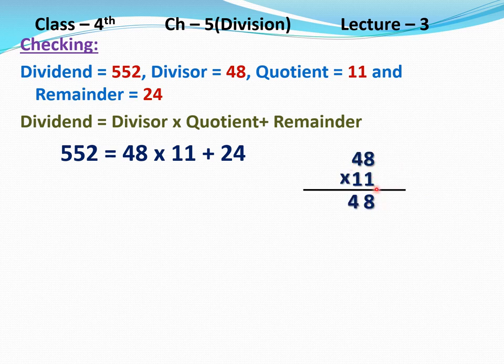See, 1 8s are 8. Write 8 here. 1 4s are 4. Write 4 here. Now put a cross here. Now multiply 48 by 1. 1 8s are 8. Write 8 here. 1 4s are 4. Write 4 here. Now we will do addition.